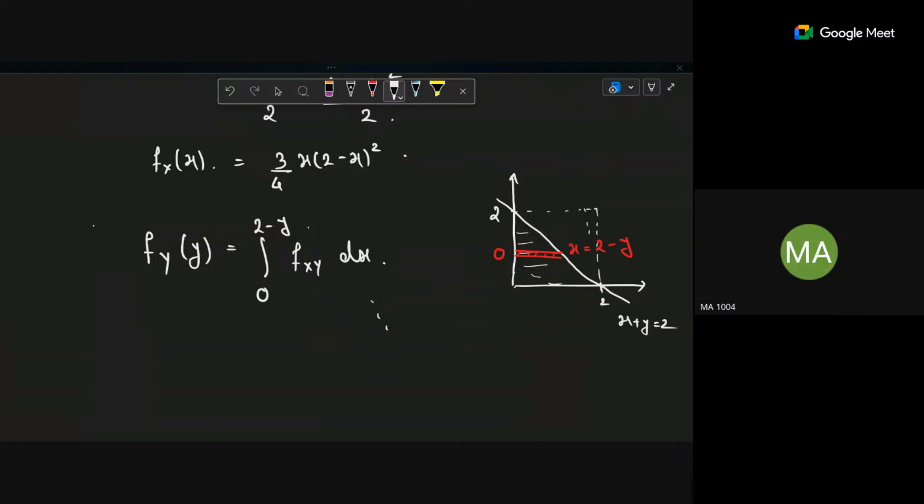I will just take 3 more minutes. So you just calculate it, and if calculation mistakes are there, then just verify it from the slide as I will share it.